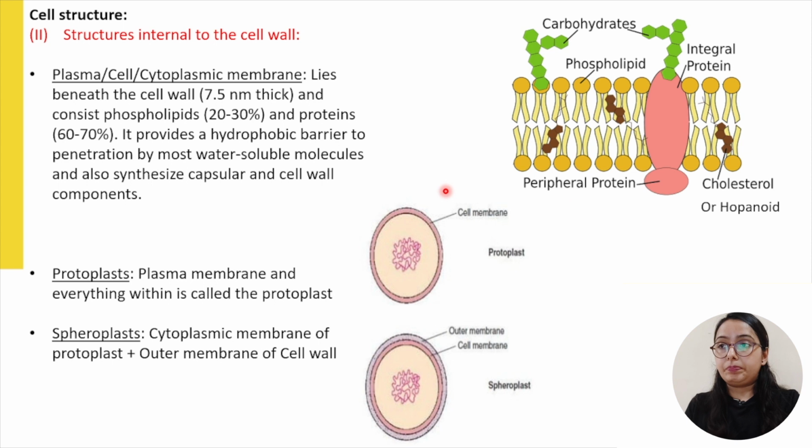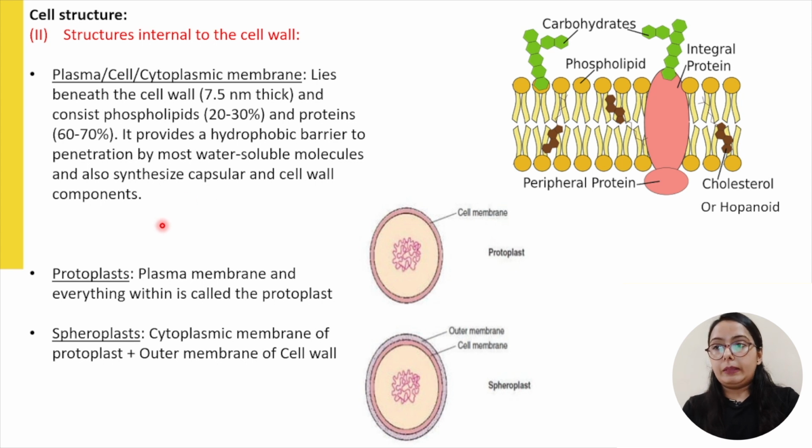plasma membrane. Now the most important function of this plasma membrane is that it provides a hydrophobic barrier to the penetration of water molecules, and it is also responsible for synthesizing the capsular as well as the cell wall components. So overall, the plasma membrane is a semi-permeable membrane which allows the transport of required nutrients across the membrane.